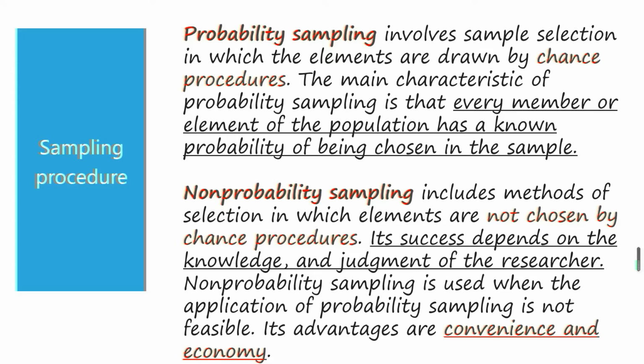Non-probability sampling includes methods of selection in which elements are not chosen by chance procedures. Its success depends on the knowledge and the judgment of the researcher. Non-probability sampling is used when the application of probability sampling is not feasible. Its advantages are convenience and economy. So the next presenter in our group will go on to explicitly and systematically explain non-probability sampling and probability sampling.